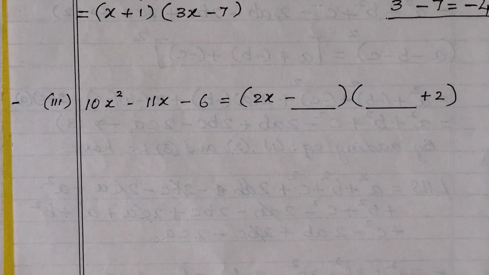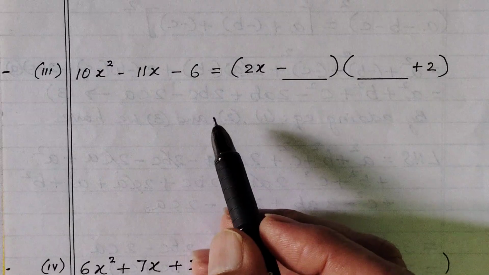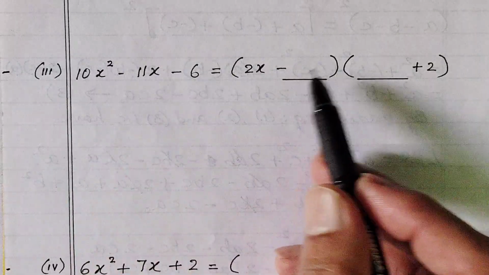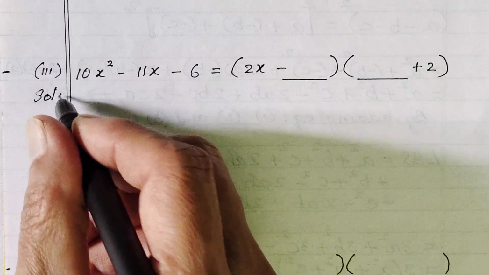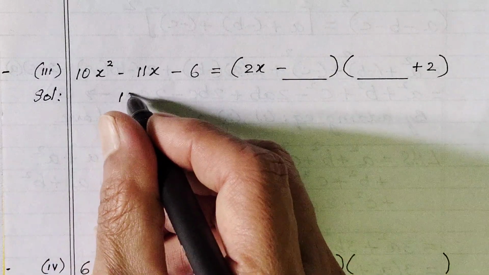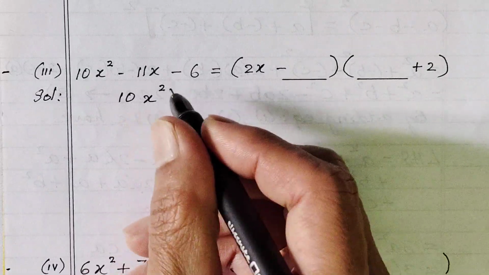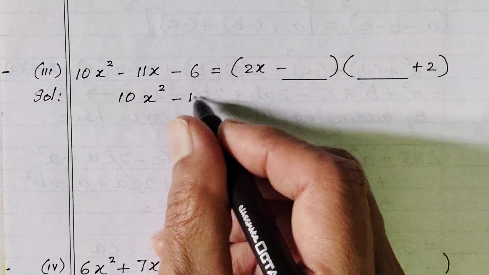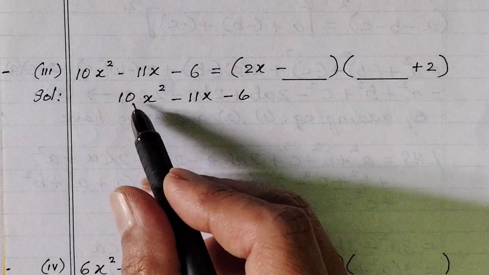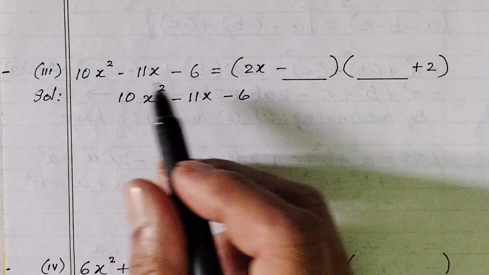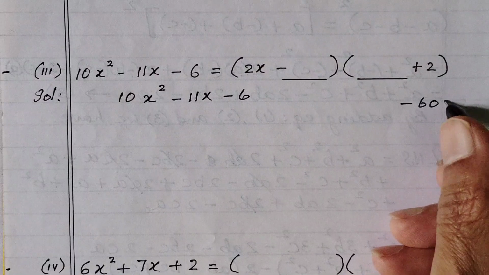We will go to the third one. So here you have to factorize it and get the two factors. So 10x square minus 11x minus 6. So first step is multiply the first term and the last term. I am getting minus 60x square. So write it here, minus 60x square.